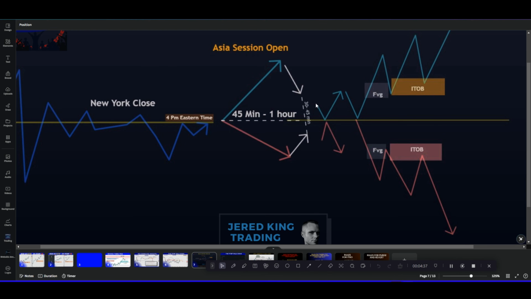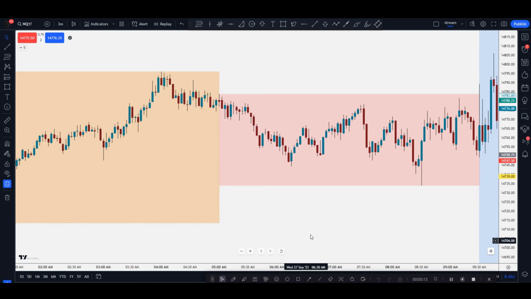And what I mean by that is it's going to touch the 4 p.m. close, and then displacement's going to happen, and a fair value gap will form. And then you would enter here, and then it also gives a secondary entry of the ITOB a lot of times. But one thing I didn't convey in the first video is that it can also go through the line, and that's what I want to really convey to you guys.